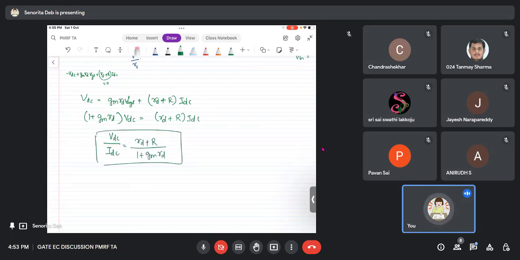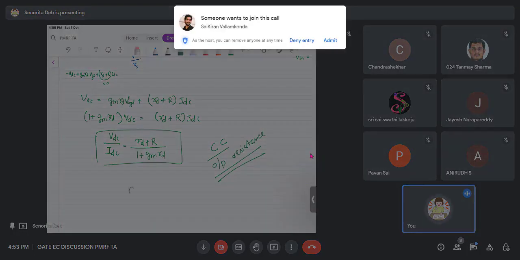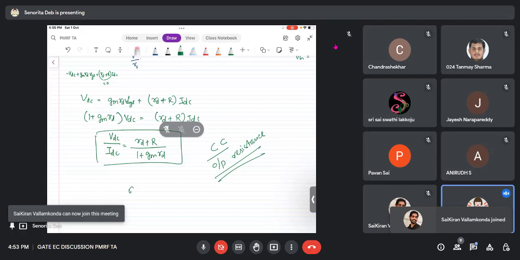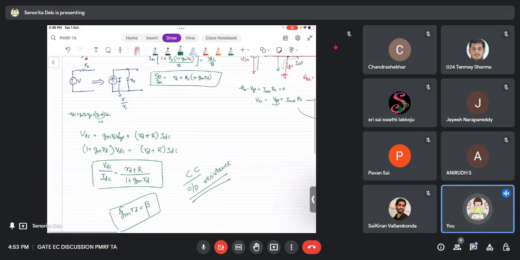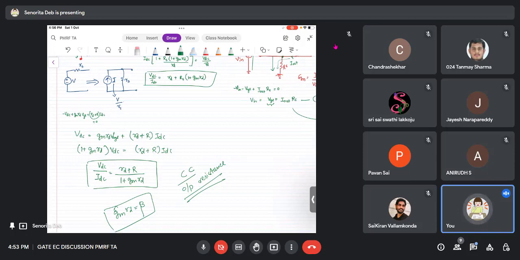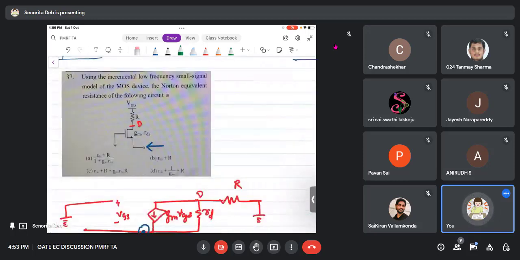Now, if any one of you has gone through BJT, you would have seen a similar equation there: common collector output resistance. Go and check it. I am not going to write it. You will see it is similar to what I have written. gm RD is nothing but beta, the current gain. So this is similar to the CC output resistance, and the CC equivalent in MOSFET is common drain. This was a common drain configuration because the output was taken from the source.